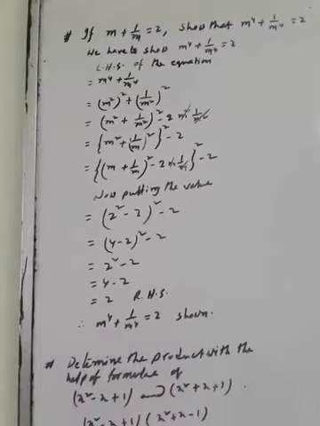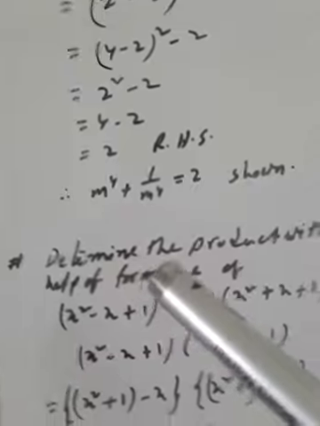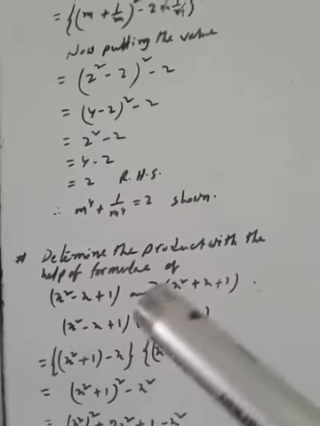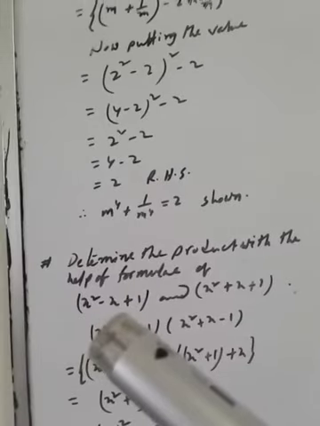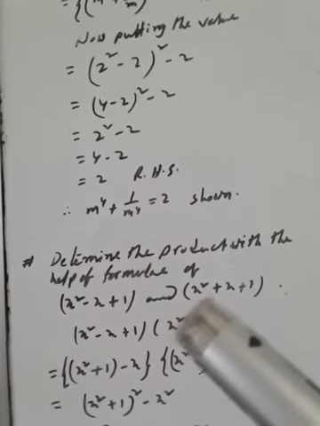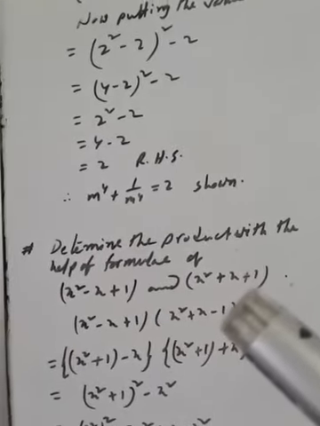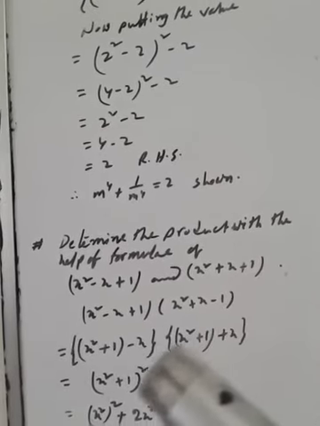See this math, copy and practice. Now determine the product with the help of the formula of x square minus x plus 1 and x square plus x plus 1. This is the formula.